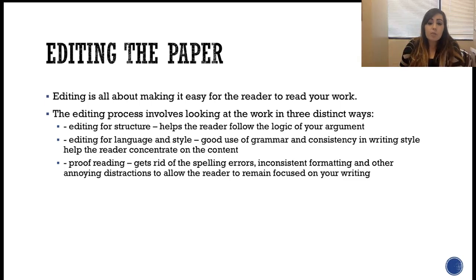Editing for structure helps the reader look at the logic of your argument, for flow and how it fits from more of a structural perspective. Language and style is looking for good use of grammar, consistency, and writing style, helping the reader concentrate on the content, not distracting from it with any mistakes. And then proofreading is getting rid of all the typos, inconsistent formatting, and all of those little things.